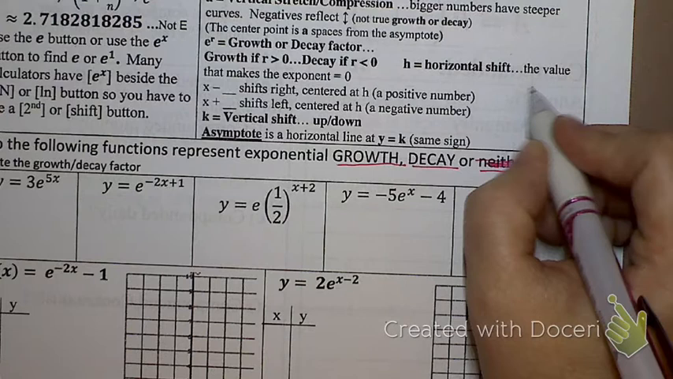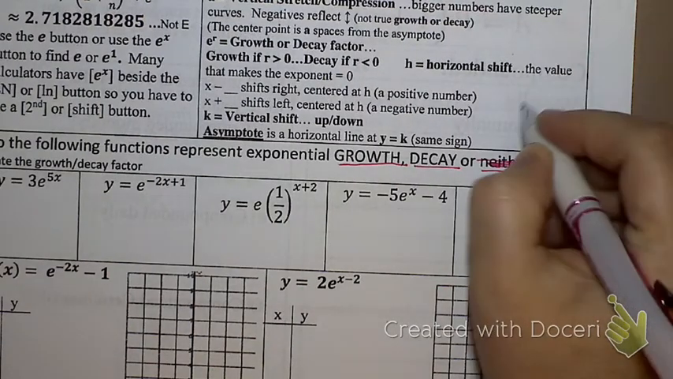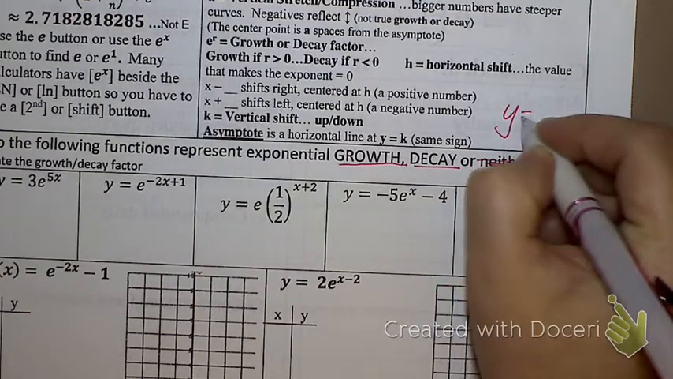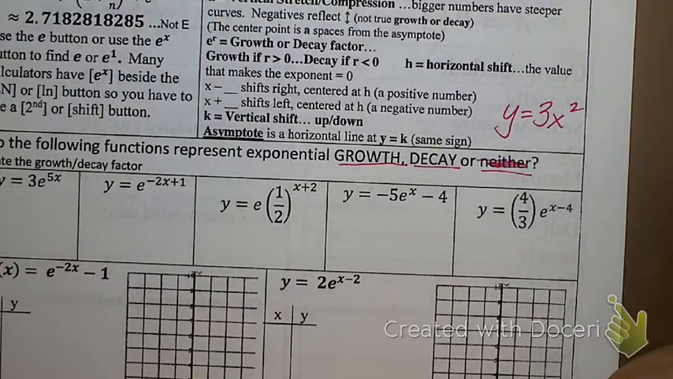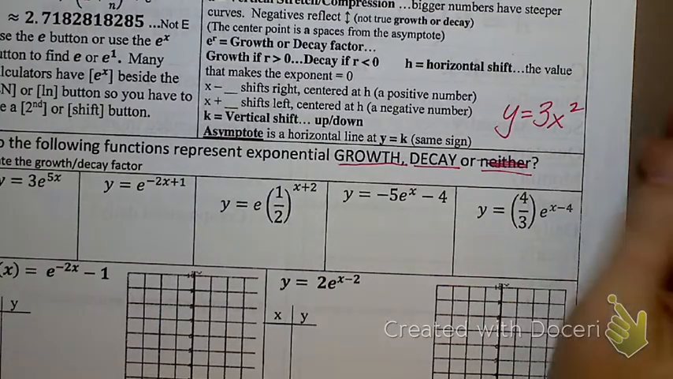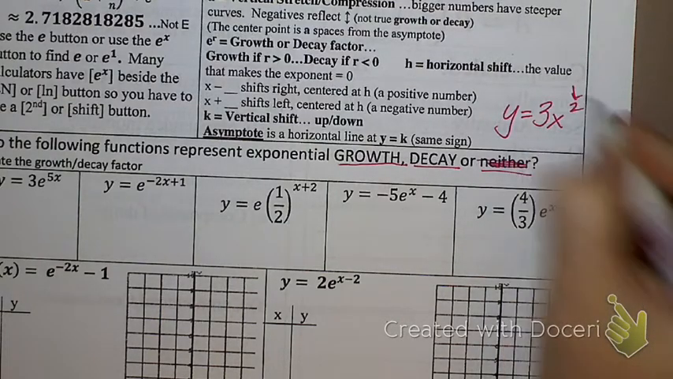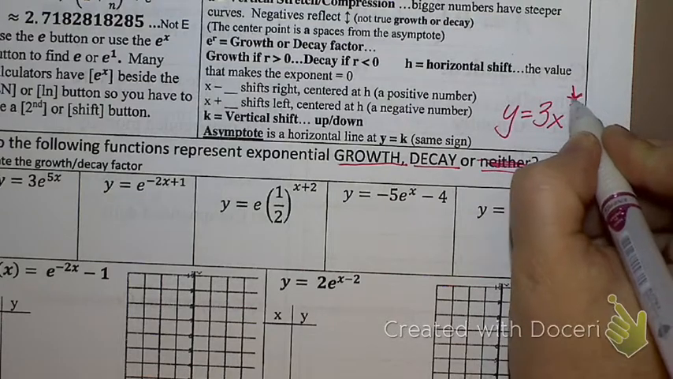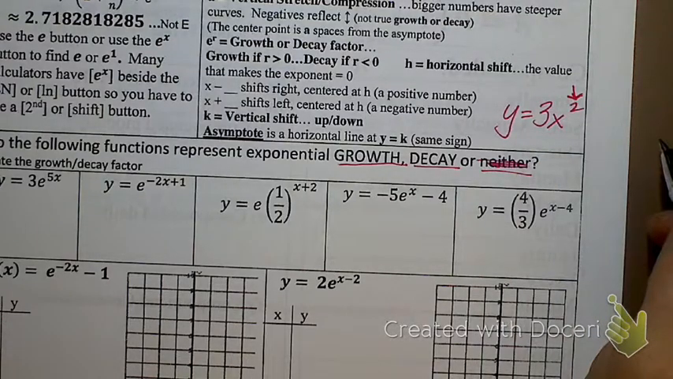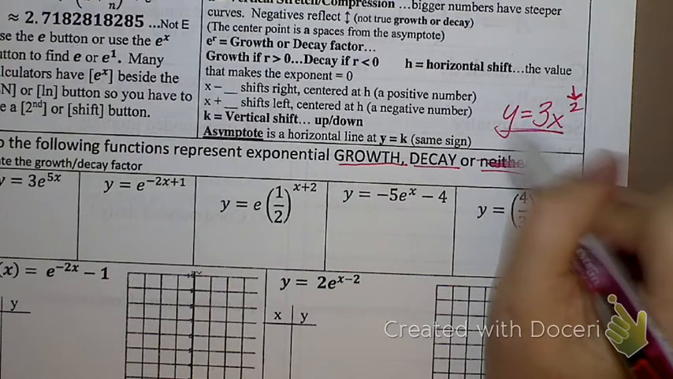I will say that if you happen to get an equation like this on your test, that would be a neither. Why is that one a neither? Because it's a parabola. It's only exponential if there's an x in your exponent. If your exponent is a number, then we have a polynomial. We don't have an exponential. So that would be an example of a neither.